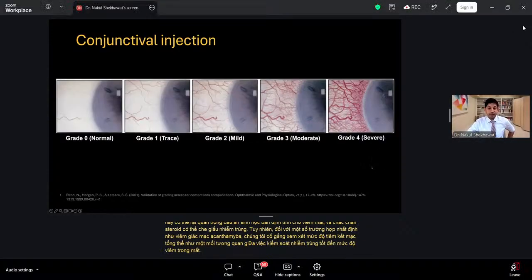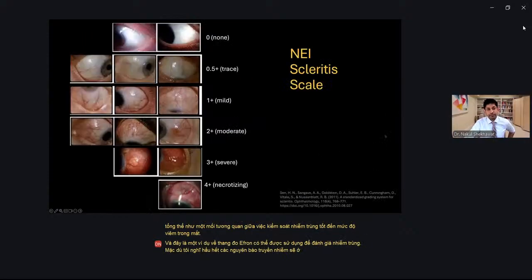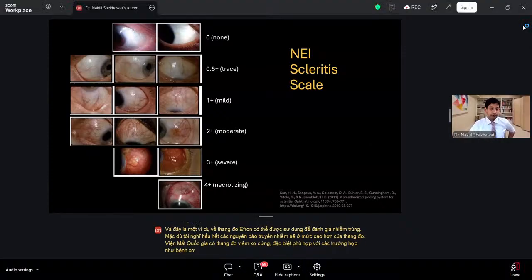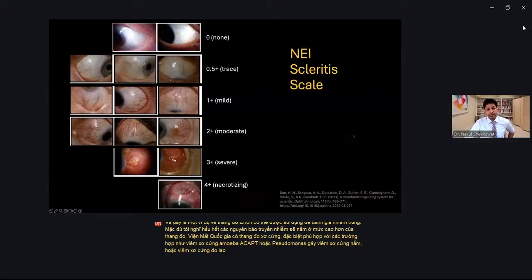And here's an example of an Efron scale, which can be used to grade infection, although I think most infectious keratitis would be on the higher end of the scale. The National Eye Institute has a scleritis scale, which can be particularly relevant for cases like acanthamoeba scleritis or Pseudomonas or fungal scleritis or tuberculous scleritis. And so this is something that you can also try to standardize.